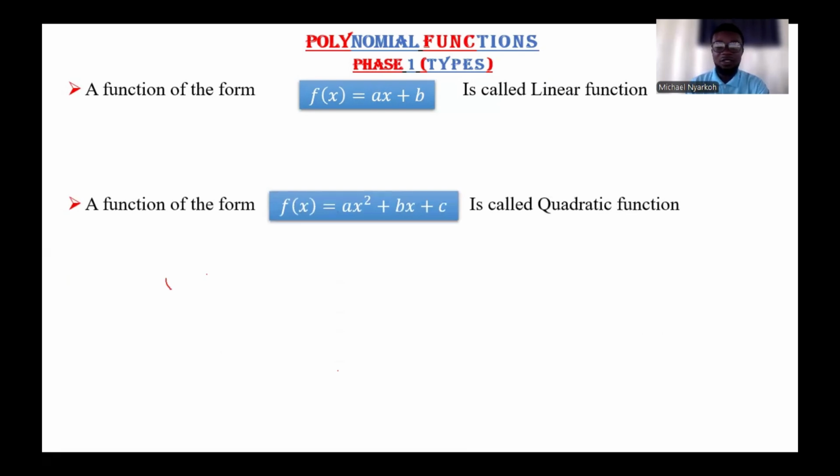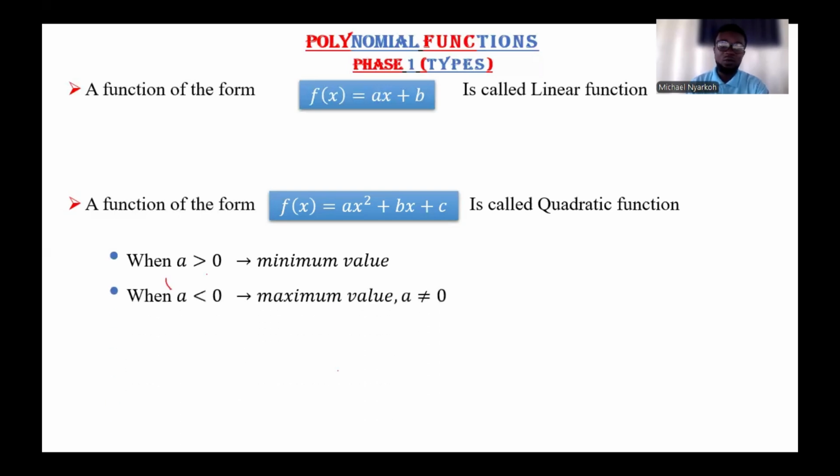Also, a function of the form f(x) = ax² + bx + c is called a quadratic function. Now, when the coefficient of x², that is a, is greater than 0, then we're going to get what we call a minimum value. And when a is less than 0, we will get a maximum value. Now note that a is not equal to 0. This is because when a is 0, then that function becomes a linear function.